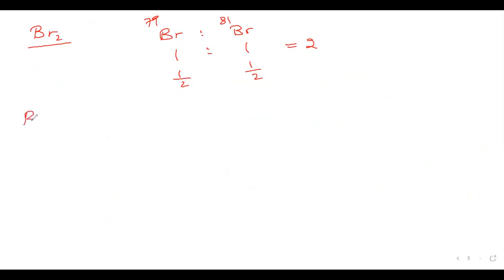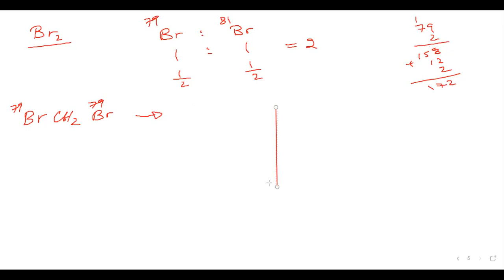So if I have Br79CH2Br79, then we are going to get the molecular ion peak at 79 times 2 makes 158, plus carbon 12 and 2 hydrogens. So we get 172. So we are going to get our molecular ion peak at 172. I'm just adding all the atomic masses together.